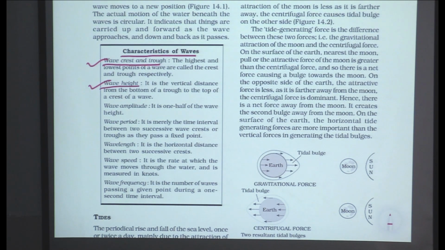Wave height, we have learned it. Wave amplitude, that we have learned. It is the vertical distance from the bottom of the trough, and it is 1/2 of the wave height. So amplitude we have got. Now wave period is merely the time interval between two successive wave crests or troughs as they pass through a fixed point. A straightforward question can be made.